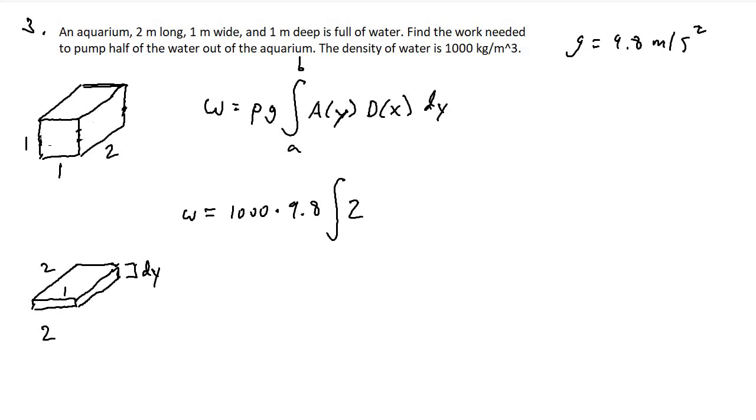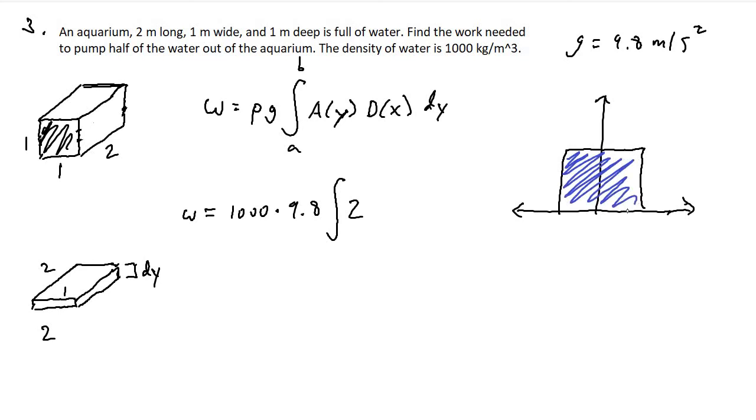Now, in order to find the distance the water needs to travel, I will put this front face of the aquarium in a coordinate plane. So if I draw a quick coordinate plane here, this will be the front face of the aquarium. Notice that it says the aquarium is full of water, so it's covering the entire thing. So we're going from 0 to 1. The height is 1. But realize that we only need to pump out half the water. So we only need to go halfway up, from 0 to 0.5.